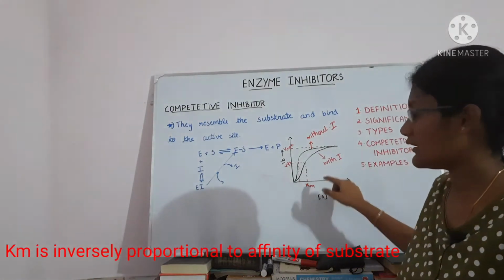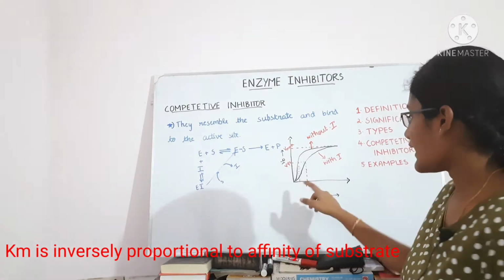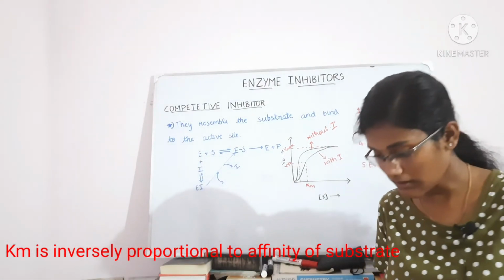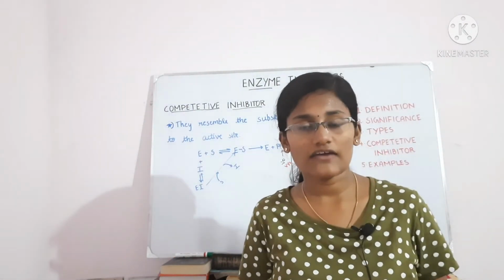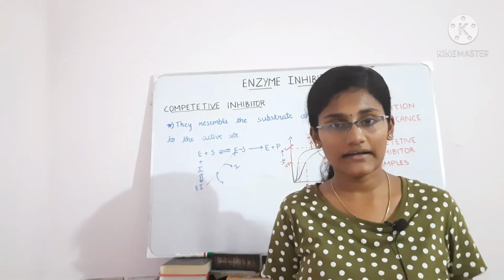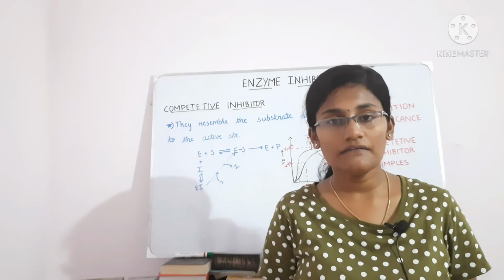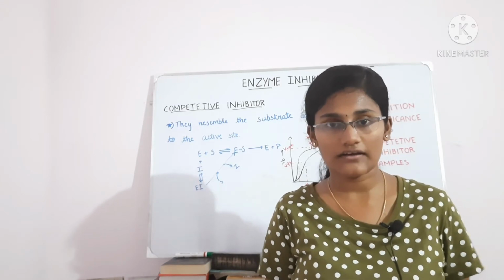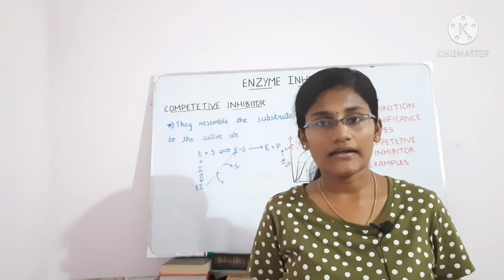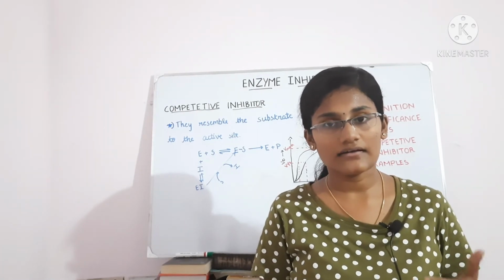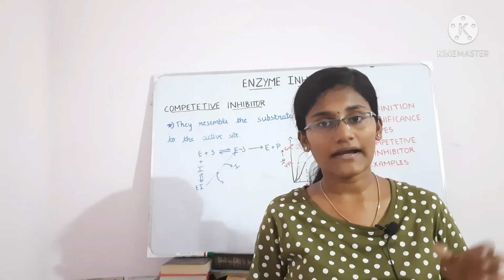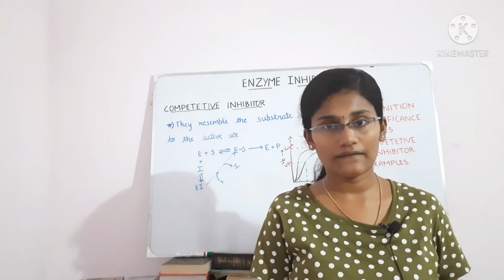But with the inhibitor, what happens is the Km gets increased, but the Vmax stays the same. So why this happens is, for a competitive inhibitor, since the enzyme velocity decreases because of the inhibitors, we need to increase the substrate concentration. So let's say there are about 100 enzymes and 100 substrates and 100 inhibitors. Then 50 substrates will bind to the enzyme and 50 inhibitors will bind to the enzyme.